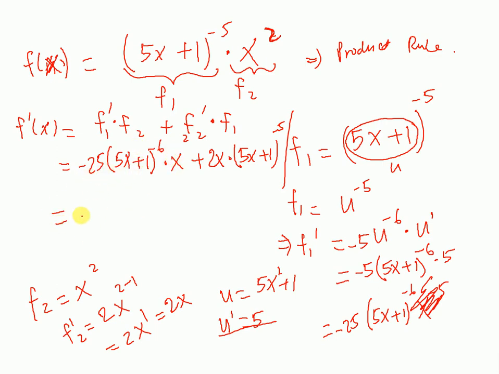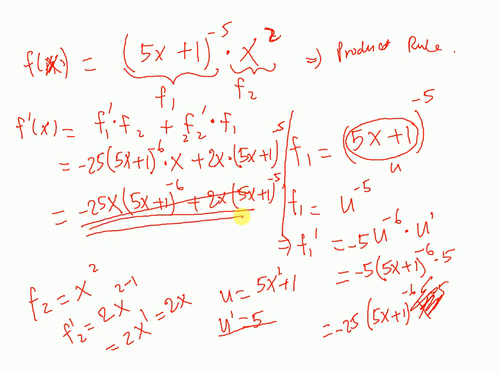So bring the x to the front. I have minus 25x, 5x plus 1 to the minus 6. And I have 2x, 5x plus 1 to the minus 5th. So this should be your answer. Okay? So easy. Use the product rule, but inside the product rule, use the chain rule.